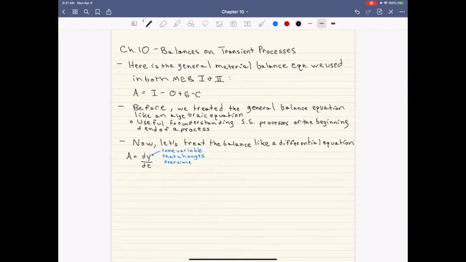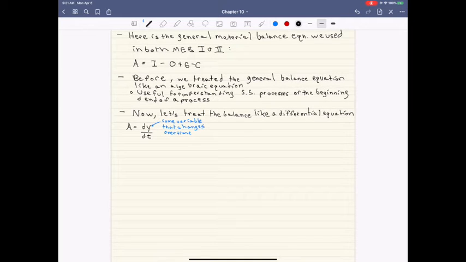Okay? And by treating our material balance equations and energy balance equations like differential equations, this is going to allow us to track our processes, to track the transient behavior of our processes. So we'll not only be able to study how they behave at the beginning and at the end, but we could study them at any time that we want. Track the transient behavior of a process.